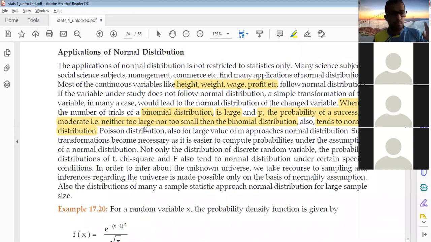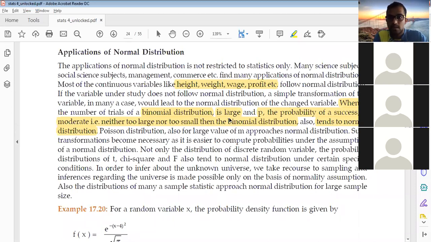So remember, students, binomial tends to Poisson when n is very big, p is very small, and np is finite. Binomial tends to normal when n is very large but the probability is neither too small nor too large, somewhere around symmetry.